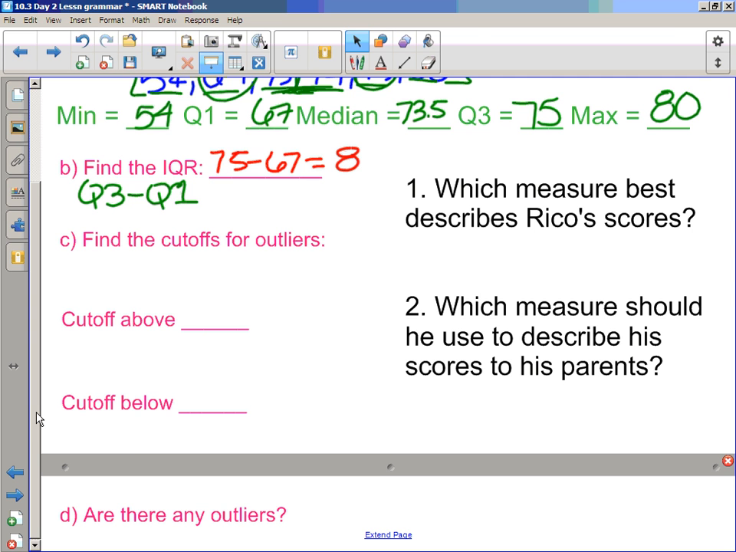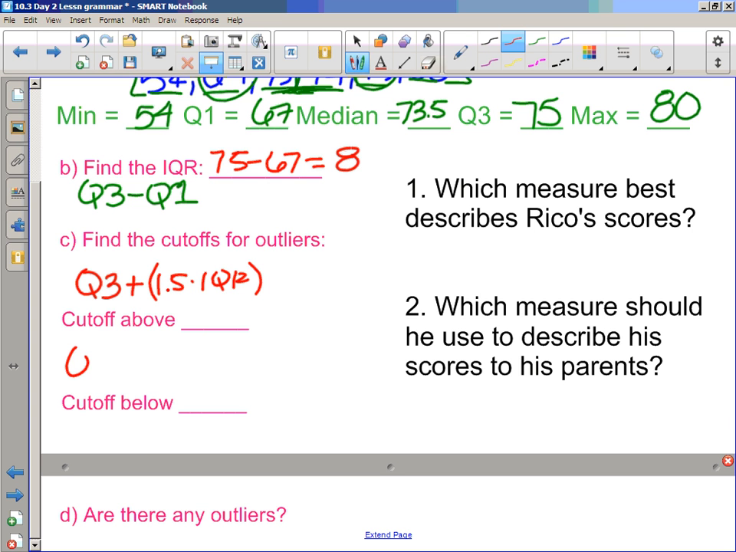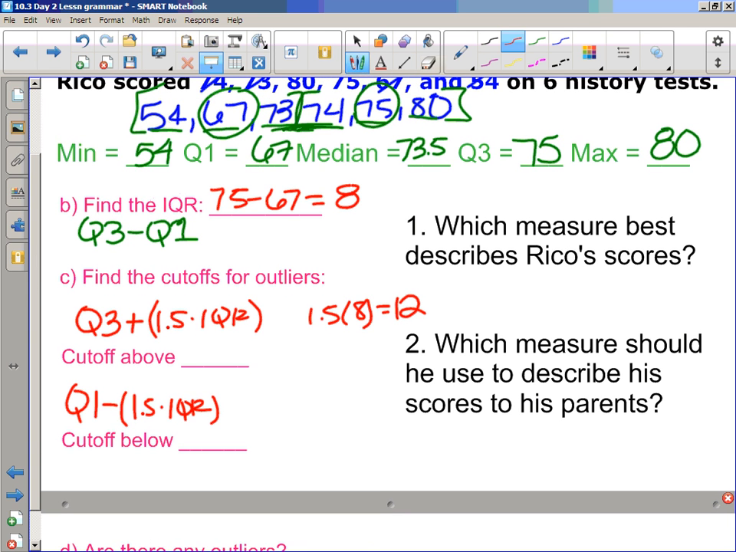Right, so cutoffs would be, remember, above is Q3 plus 1.5 times the IQR. And the cutoff below is Q1 subtract 1.5 times the IQR. So I like to calculate 1.5 times the IQR, which is 8. And we get 12, just like we did last time, actually. Right, so my Q3 is 75, so 75 plus 12 gives me a score of 87.